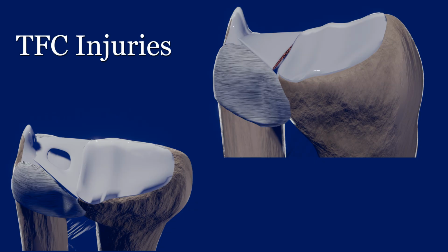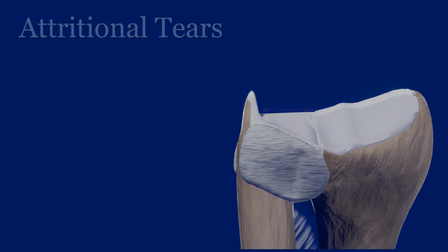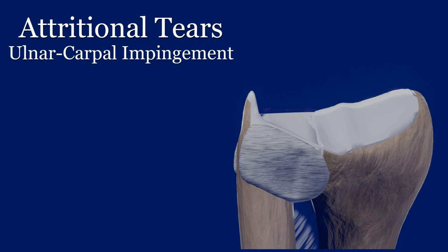Injuries of the DRUJ usually involve the triangular fibrocartilage, the TFC. There are at least two classifications for TFC injuries, Palmer's being the more prominent. TFC injuries fall under two main categories, attritional and traumatic. Attritional injuries occur through repetitive compressive and shear forces between the distal ulna and ulnar carpus. This is referred to as ulnar carpal impingement syndrome.